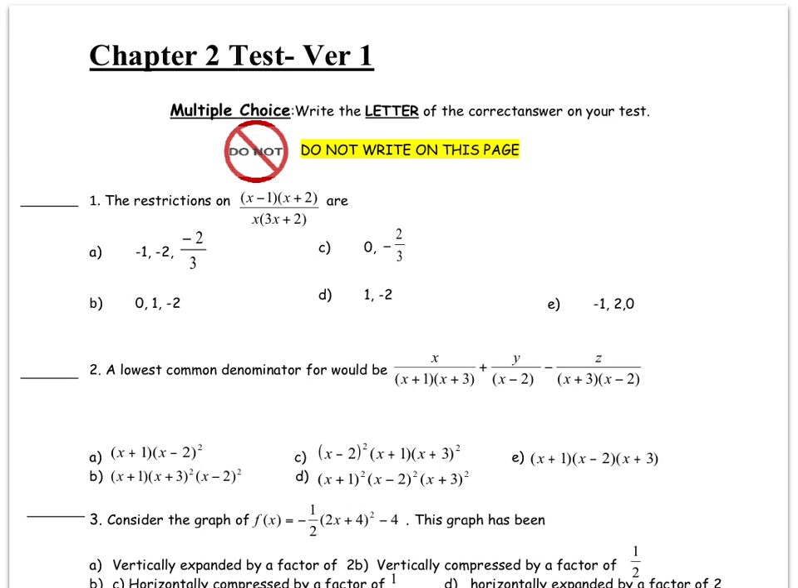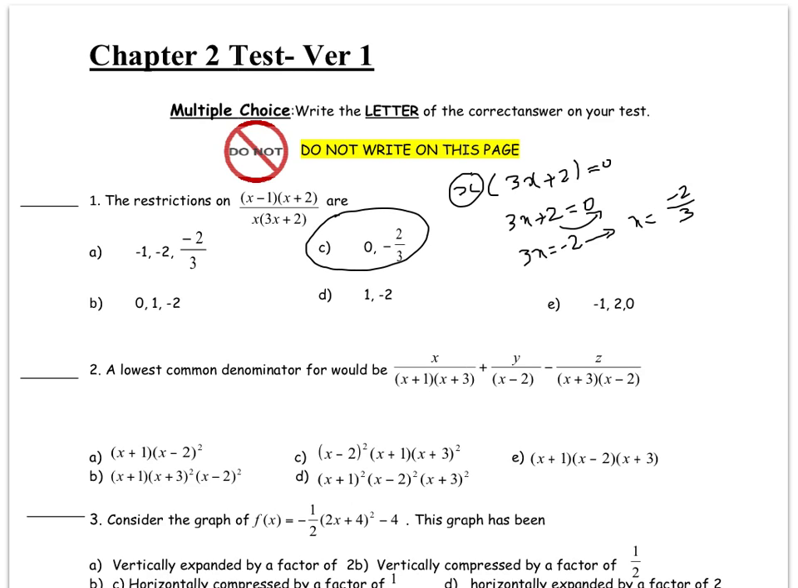The denominator in this case is x times (3x plus 2). If we make it equal to 0, we get either x equal to 0 or 3x plus 2 is equal to 0. I move this to the right, I get 3x is negative 2, so x is negative 2 over 3. Now, looking at the options, you can see that the correct option is option C.